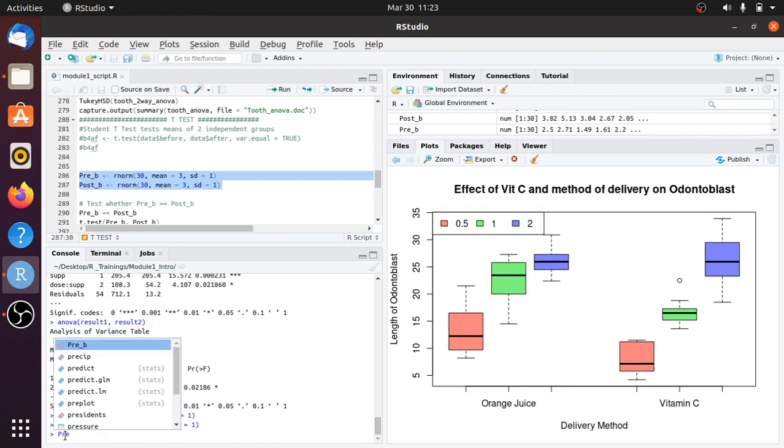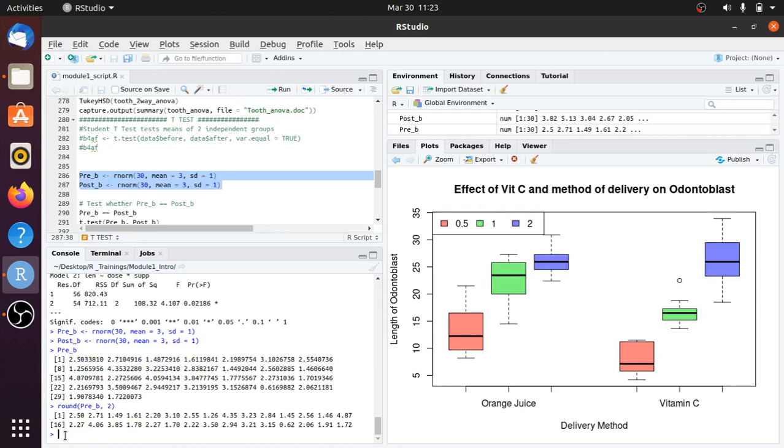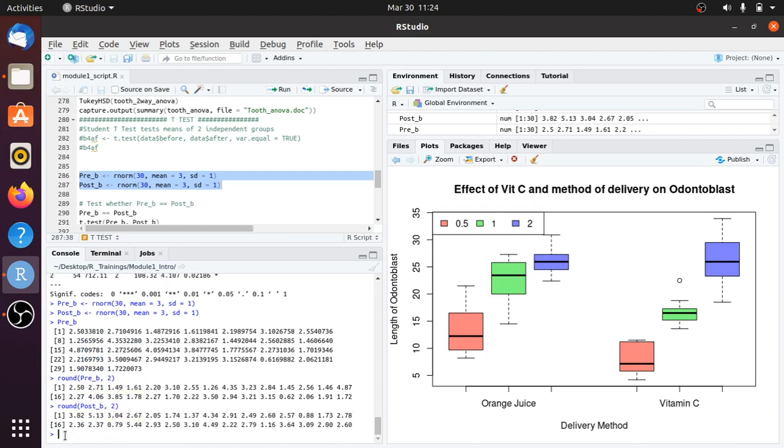So let us put it. Let's see pre B. Okay, let me round it. Let me say round pre B, 2. So you can see what we're having in pre B. Let me say round post B, 2. You can see what I have here now. There are clues that there is a difference between pre-B and post-B.